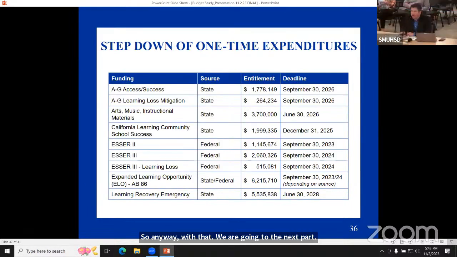Thank you. All right. In terms of step down of one-time expenditures, the one-time funding came in really kind of three waves, all throughout the COVID period since March of 2020. The first wave was the initial funding around federal funding and state funding around really very specific pandemic relief. The CARES funding, if you remember, the first ESSER funding from the federal government.